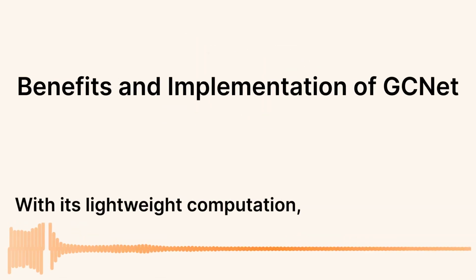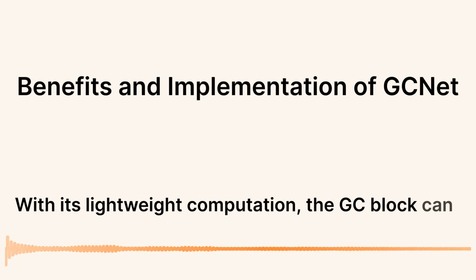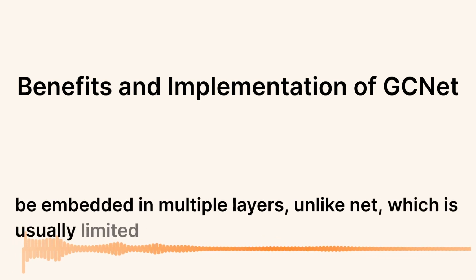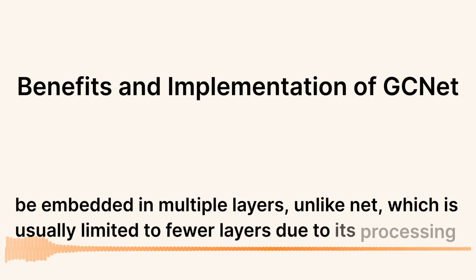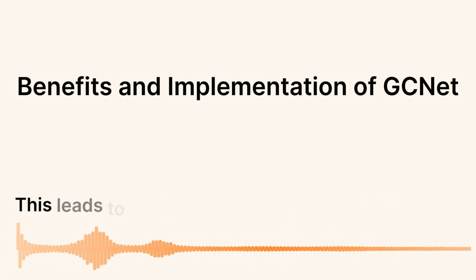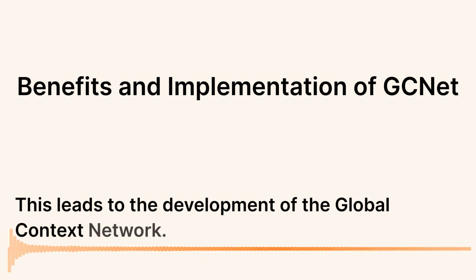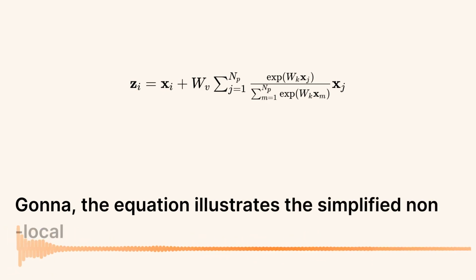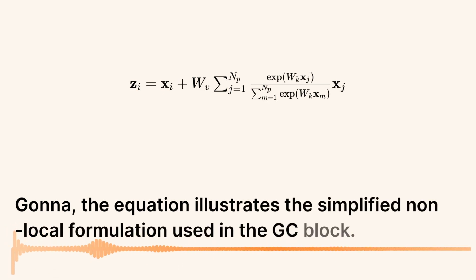With its lightweight computation, the GC block can be embedded in multiple layers, unlike NLNet, which is usually limited to fewer layers due to its processing demands. This leads to the development of the Global Context Network, GCNet. The equation illustrates the simplified non-local formulation used in the GC block.